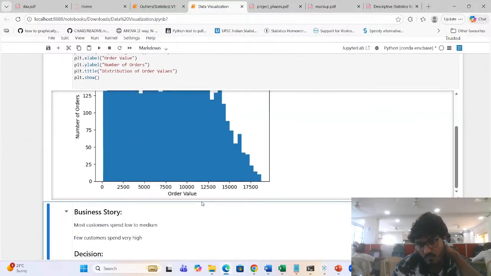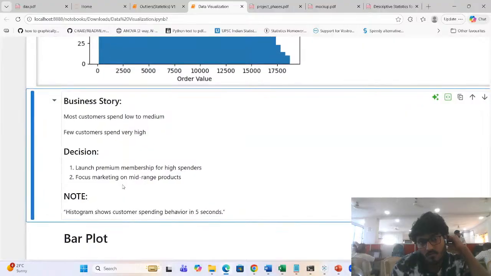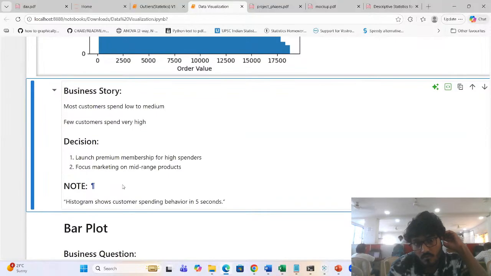What is the insight you can communicate? Most of the customers spend low to medium. Most of your customers are spending low to medium only. So only a few customers are spending very high. So what type of decision can you take? See, the first two points are your understanding out of the visualization. From that, you want to give a decision to the business person. How? First decision, launch a premium membership for high spenders.